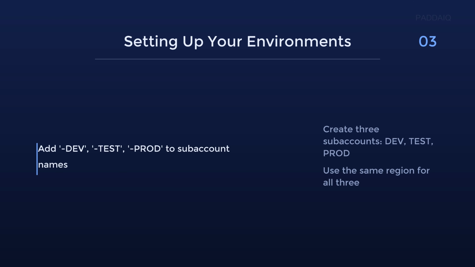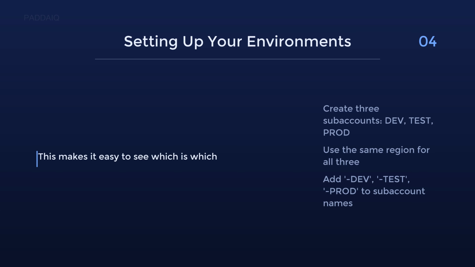Add Dev, Test, Prod to subaccount names. This clearly labels each environment for its purpose: development, testing, and production. For example, name your accounts Finance Dev, Finance Test, and Finance Prod. This simple practice prevents costly configuration mistakes by ensuring teams use the correct environment for their work. This makes it easy to see which is which.